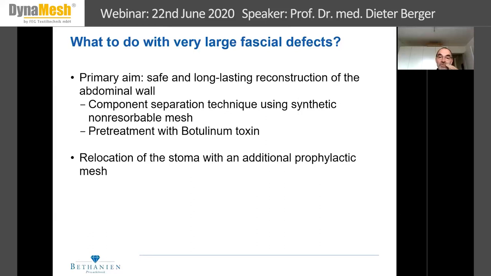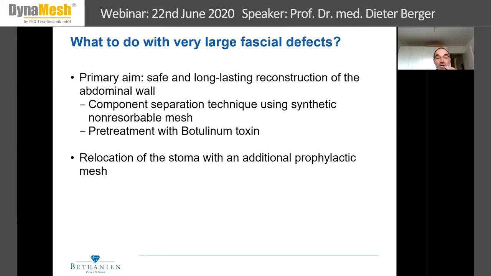When you have very large fascial defects and a parastomal hernia, you have two problems. First of all, you must reconstruct the abdominal wall. This is the primary aim. The abdominal wall must be anatomically reconstructed, and this reconstruction must be safe and long-lasting. In that case, the only procedure I know is the component separation technique using a synthetic non-resorbable mesh. Sometimes pre-treatment with botulinum toxin may be very helpful. I'm an absolute fan of the pre-treatment in the meantime and would always recommend Botox in these cases.